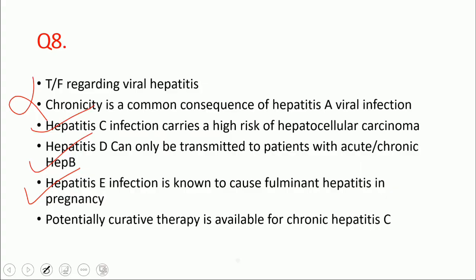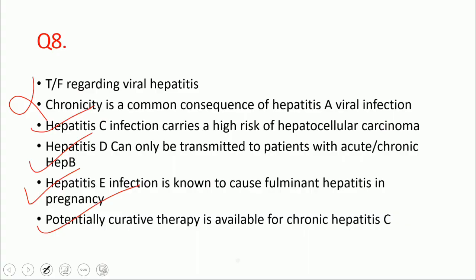Now, talking about the treatment options available for chronic hepatitis C, there is therapy now which can almost completely treat it. There is treatment available now. So potentially curative therapy is available for chronic hepatitis C. That is absolutely correct.